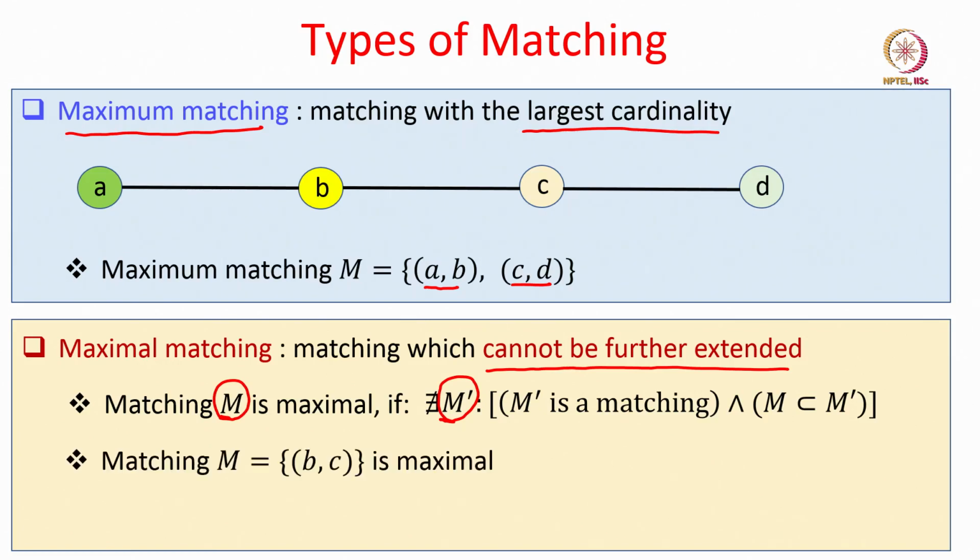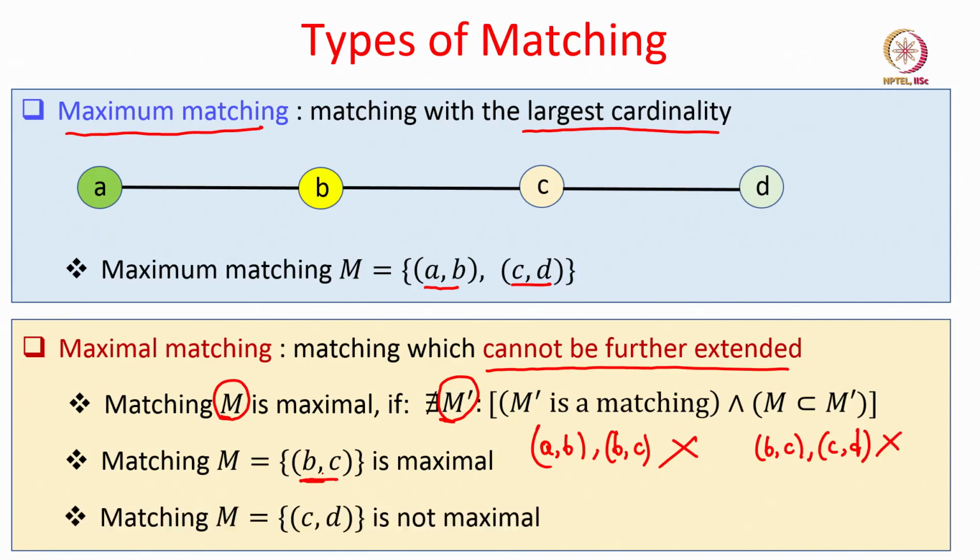So, for instance, in the same graph, if I take just the edge BC, it is maximal, because to BC I cannot add the edge AB. If I add the edge AB along with BC, it does not constitute a matching. And in the same way, to the edge BC I cannot add the edge CD, because that does not constitute a matching. So, in that sense, the edge BC is maximal, but that is not maximum.